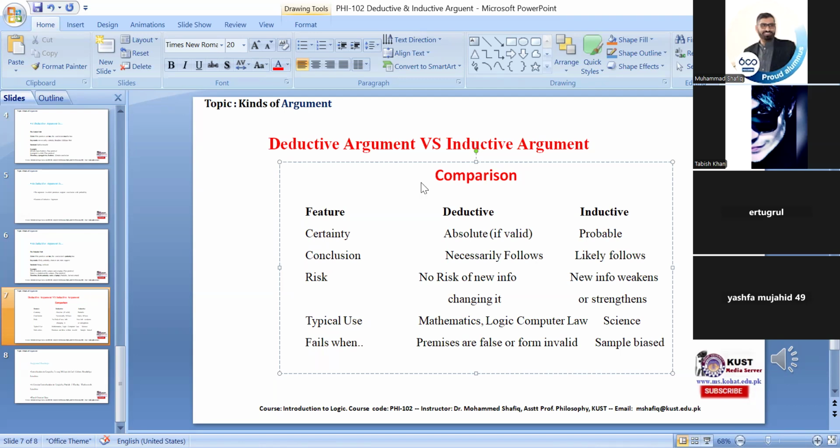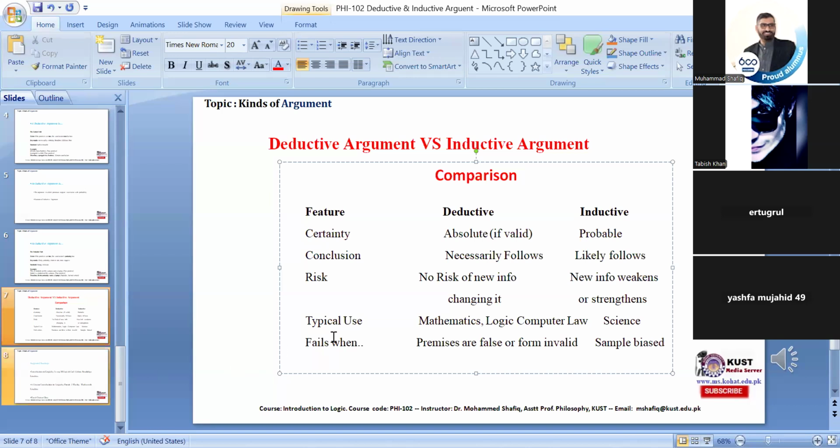And once we have reached this conclusion, it can be used as a premise of a deductive argument: since all men are mortal, Mr. X is a man, therefore Mr. X would be mortal. So it's not that inductive arguments are more important or deductive arguments are more important. Both basically support each other, but these are different strategies for conducting the reasoning.